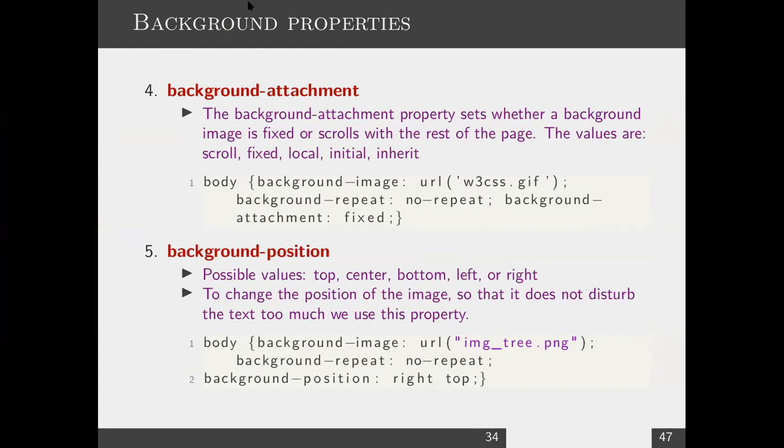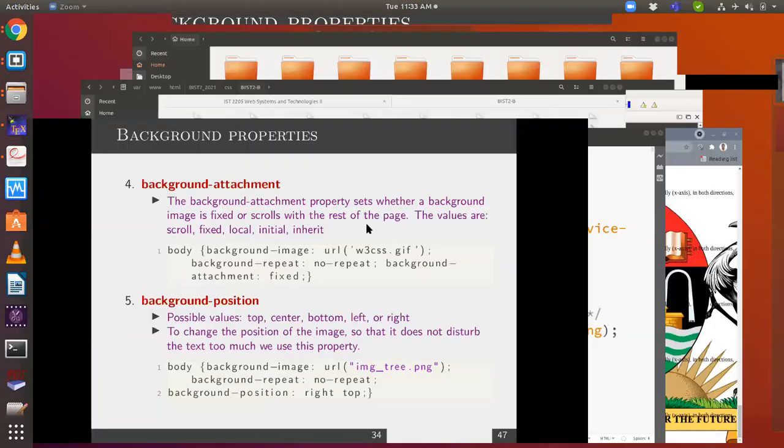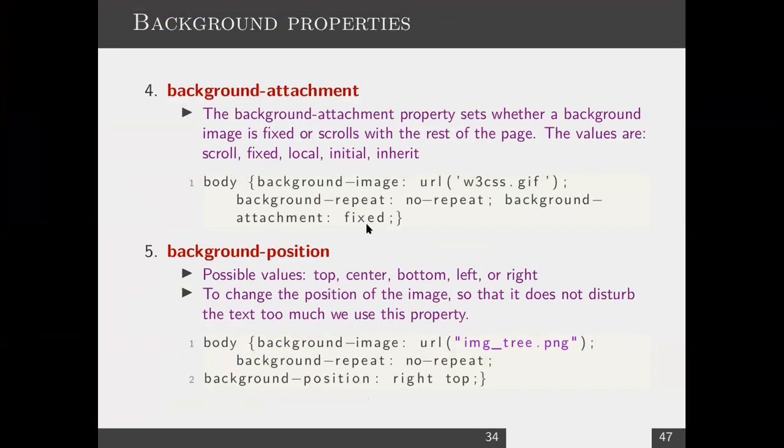Okay. So let's do the background attachment and try out. I'm going to try out three things. Then you try out the rest. So you try out the initial and local. Read about the initial and local. I will do inherit, fixed, and scroll.